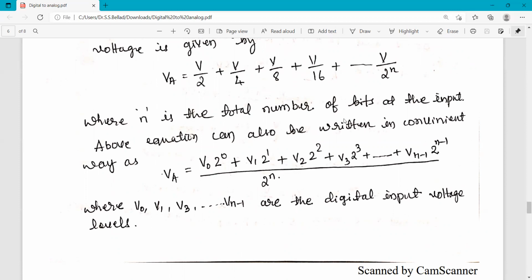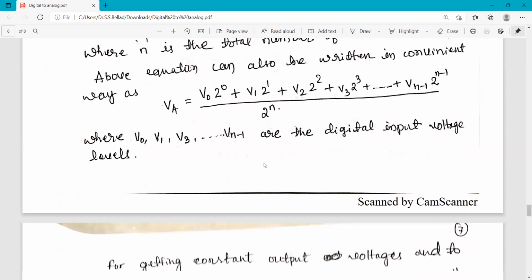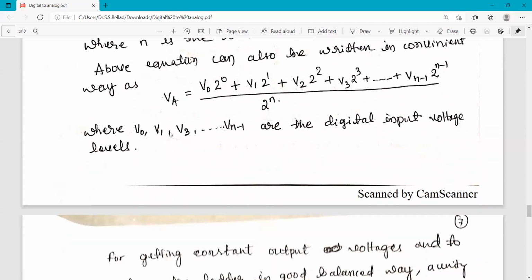Our equation can also be written in a convenient way as VA equals V0 times 2 raised to 0, which is for the LSB, plus V1 times 2 raised to 1 for the first bit, V2 times 2 raised to 2 for the second bit, V3 times 2 raised to 3 for the third bit, and so on, all divided by 2 raised to n. So this is done according to the principle of superposition, where V0, V1, V2, V3 and so on are the digital input levels.